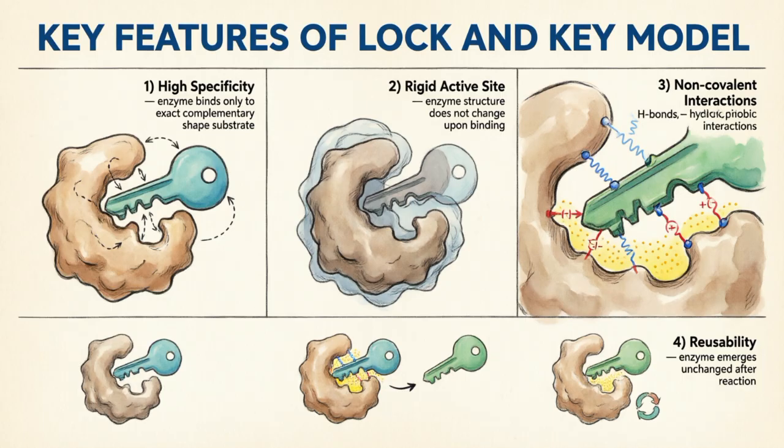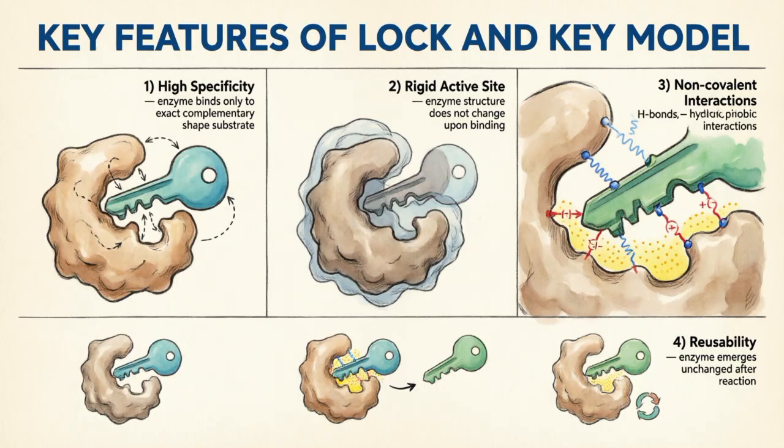The circular recycling arrow symbolizes that the enzyme is immediately free to bind another substrate and repeat the entire process. This reusability is why enzymes are biological catalysts. A single enzyme molecule can process thousands to millions of substrate molecules per second without being consumed or permanently altered.